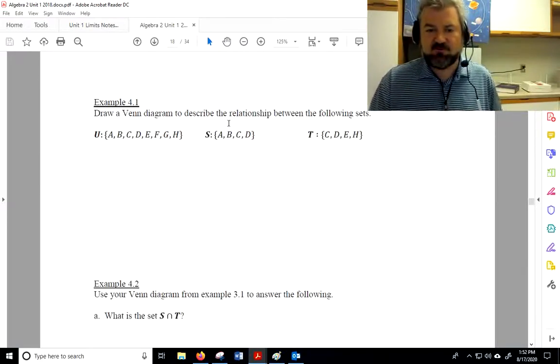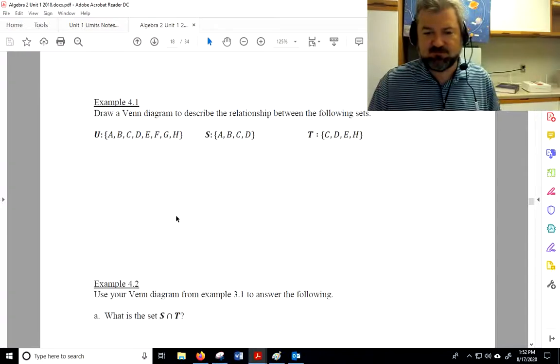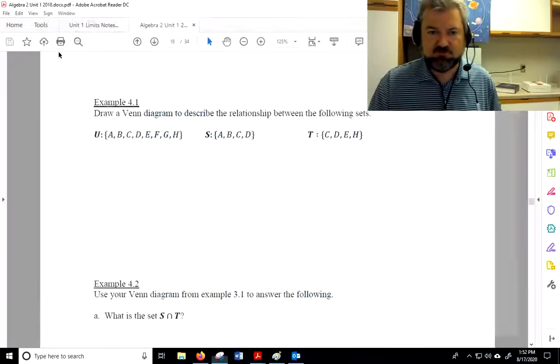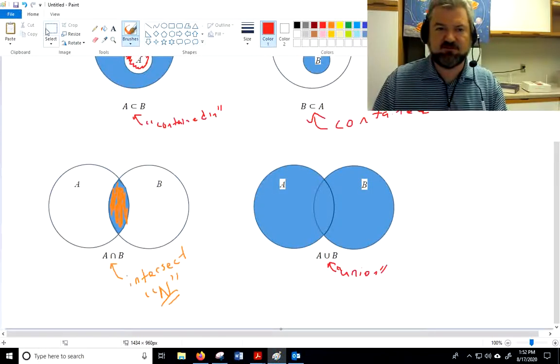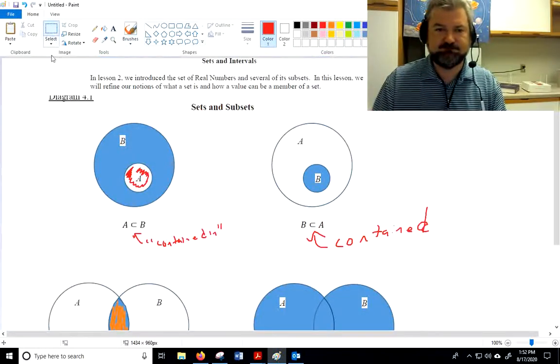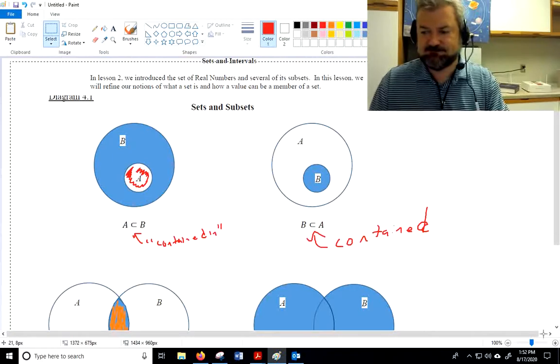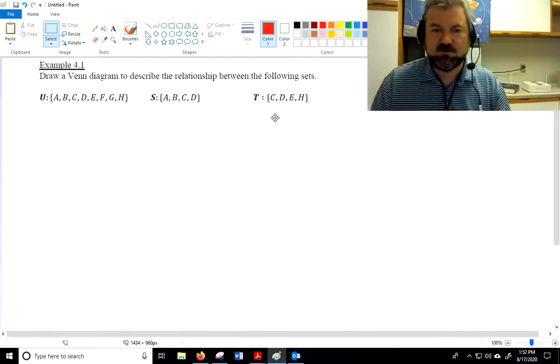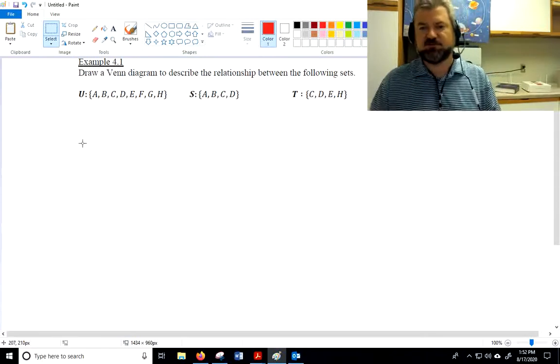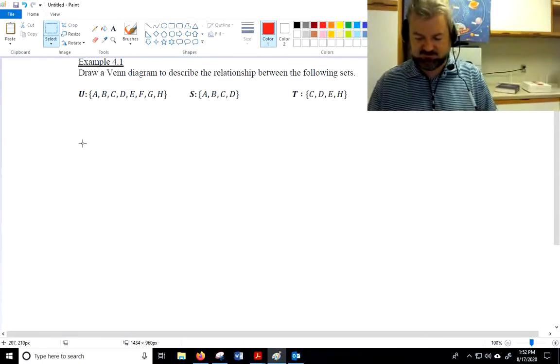All right. Our first example problem is going to be to make a Venn diagram, and then we're going to use it to answer some questions. So that should be cool. We're going to draw a Venn diagram to describe the relationship between the following sets.